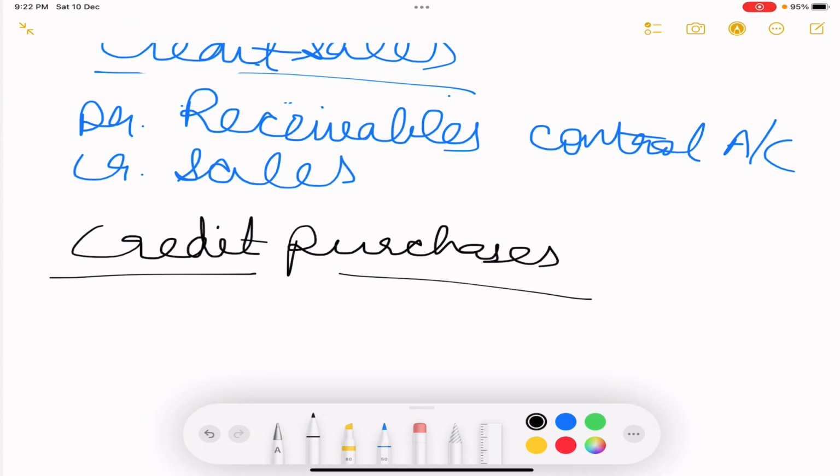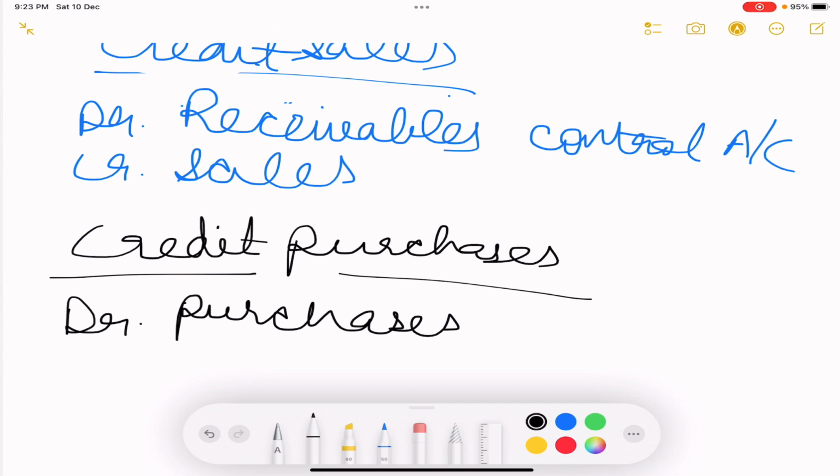How you do that, how you make it for payables, the same way you need to make it. So what will the journal entry be? It is going to be debit purchases. If it was a cash purchase, it would have been debit purchase, credit cash, right? If it was a credit purchase, it would be debit purchase, credit payables.